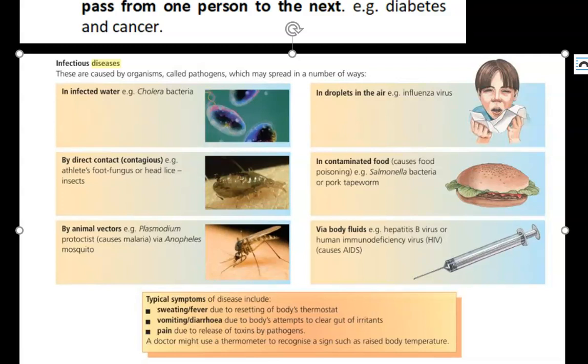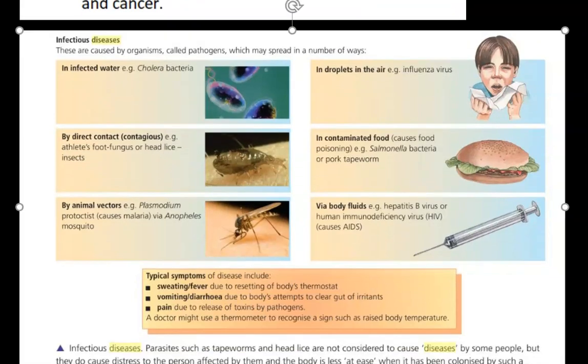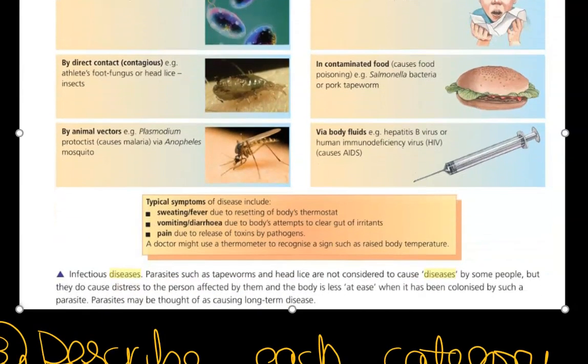Animal vectors. A vector is just an organism which is a transporter of the pathogen, an example being the Anopheles mosquito. When you have infectious diseases, you normally have symptoms like sweating or fever, which is the first sign of the disease, vomiting or diarrhea, and pain.